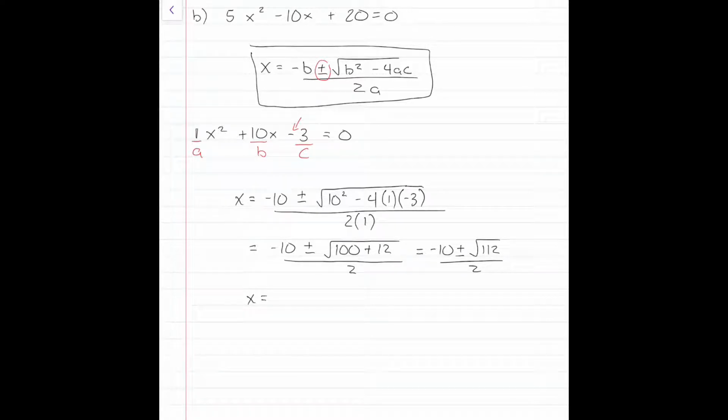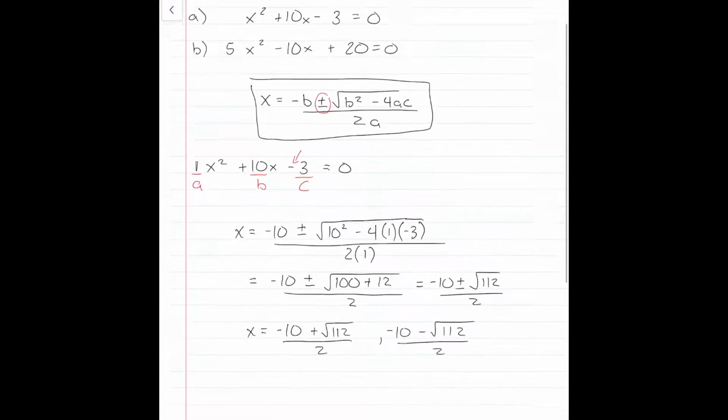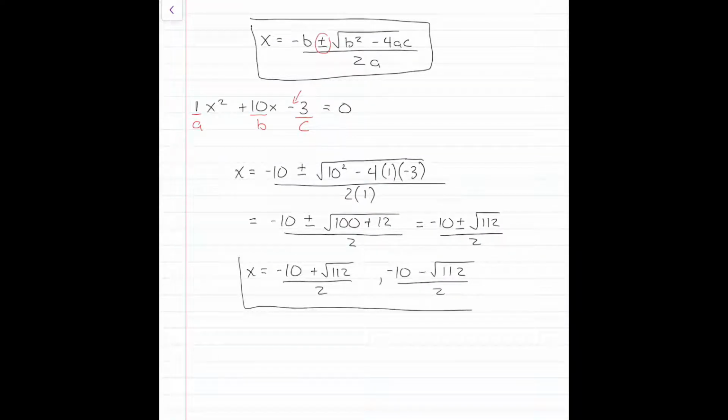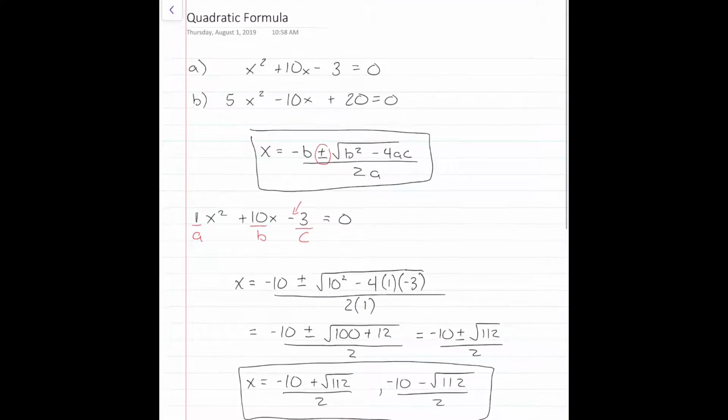So this gives us two answers here because of the plus minus, the first of which will be minus 10 plus square root of 112 divided by 2. And then the other will be minus 10 minus square root of 112 divided by 2. You can further simplify this, but effectively plug either of these answers into equation A and you will get 0. And that's what this formula does. It solves for x. So these are your two answers for equation A, as shown above.